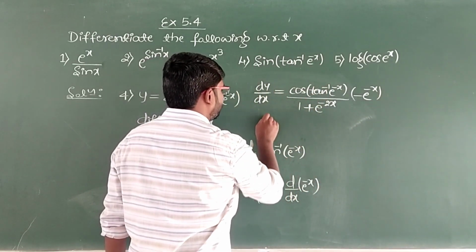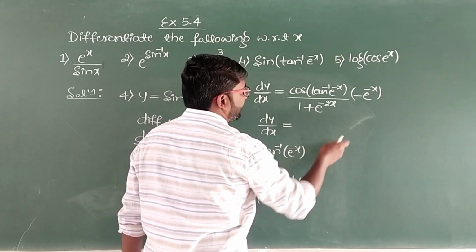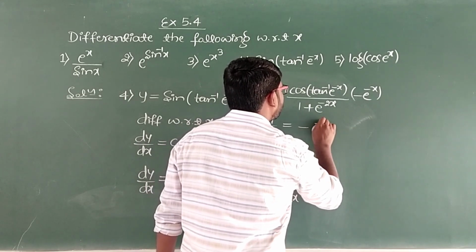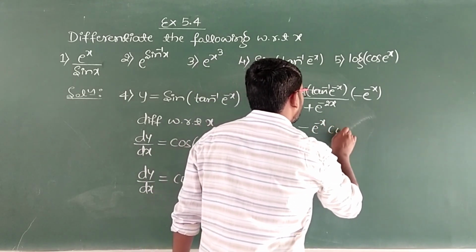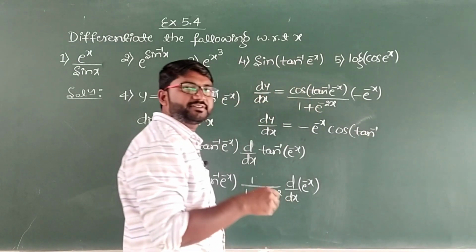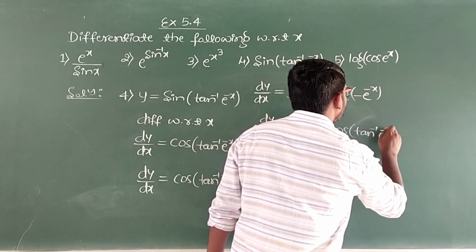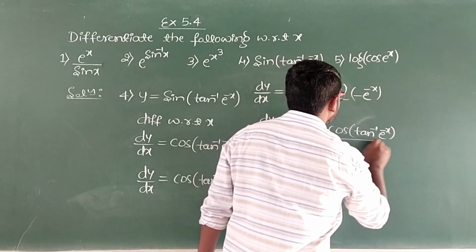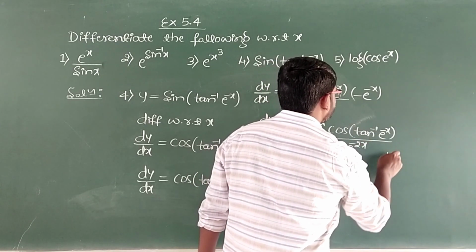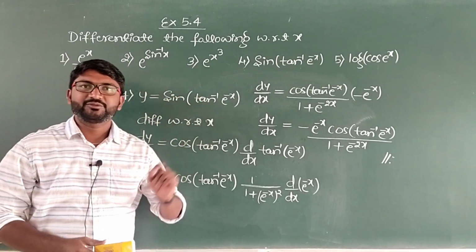Overall the final answer will be dy by dx, which is equals to, I write this minus sign in the beginning, minus e power minus x, then into cos of tan inverse e power minus x, tan inverse e power minus x divided by 1 plus e to the power minus 2x. So this is the answer for the question number 4. Note down this, then we'll take up the question number 5.